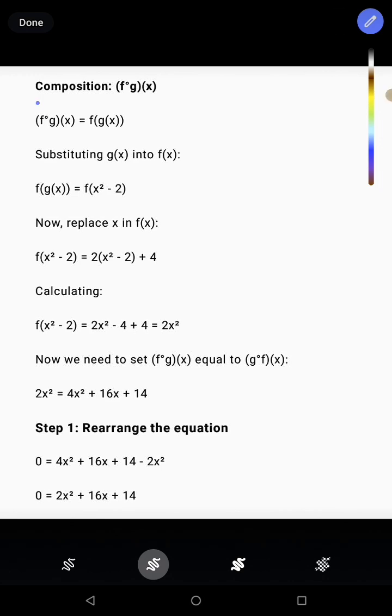So the next thing is that this side equals this side. Now we equate what we got for g compose f with f compose g, which is 2s squared.